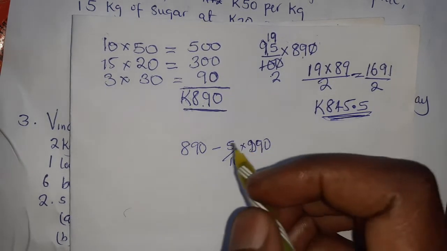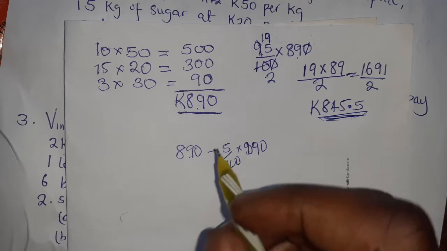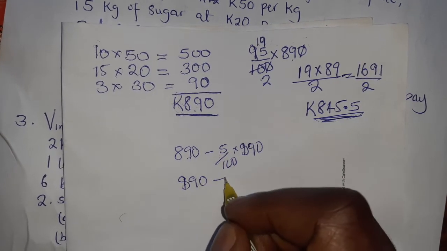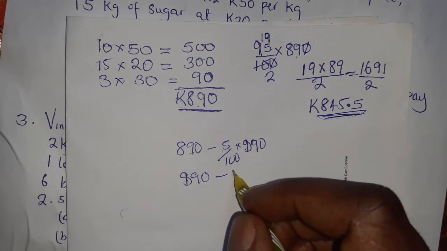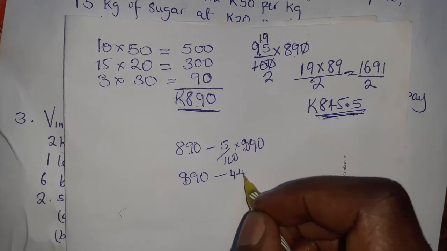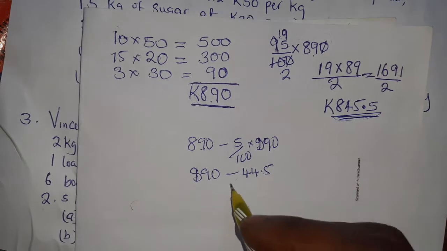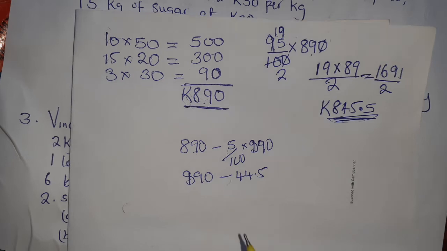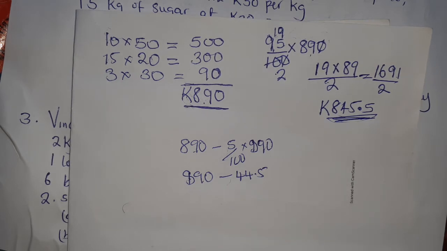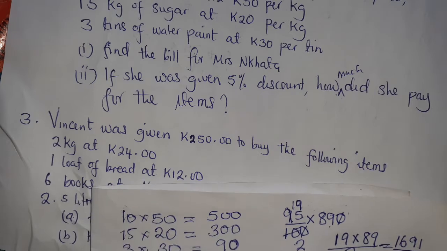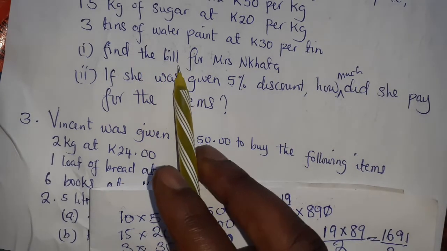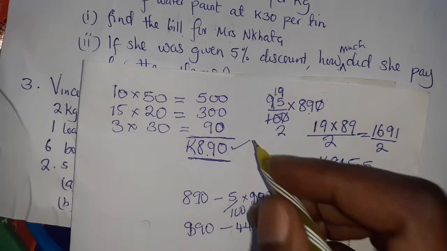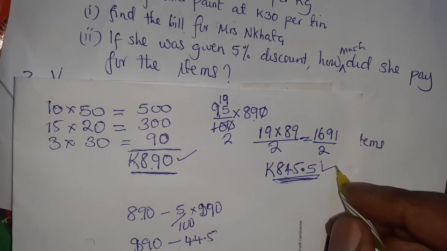Okay. You work out this. When you subtract, you are going to have 890 minus, when you work out this whole part, I think it will give you 44.5. When you subtract this, to take you back to the same amount. Okay, that is what you are supposed to do. So I think we have dealt with this part here. The answer to the first question is this one, followed by this one.